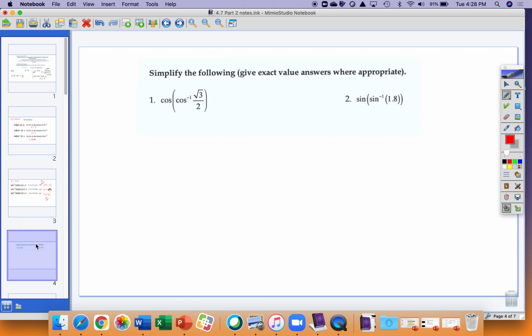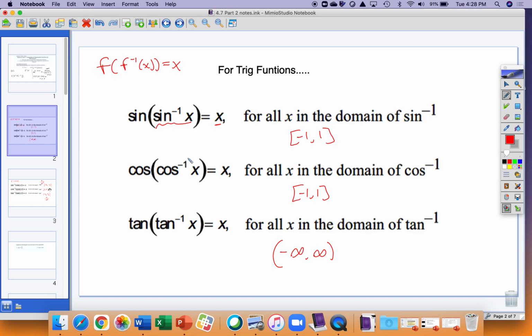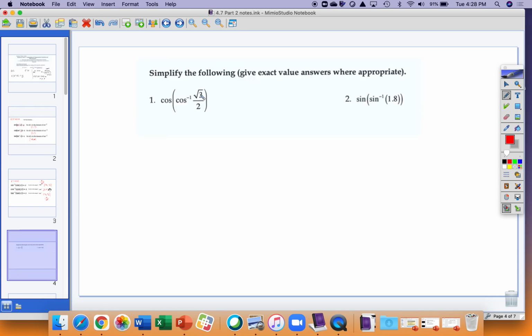Here I have the cosine of the cosine inverse of root 3 over 2. According to our rules, if I have cosine of cosine inverse, it should be whatever this value x is, as long as x is in the domain. So is root 3 over 2 in the domain of cosine inverse? Sure it is. So this answer is just root 3 over 2.